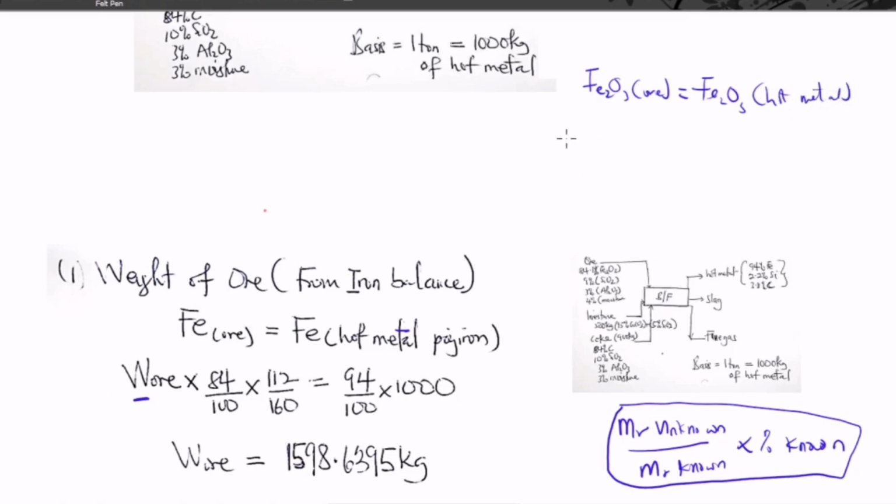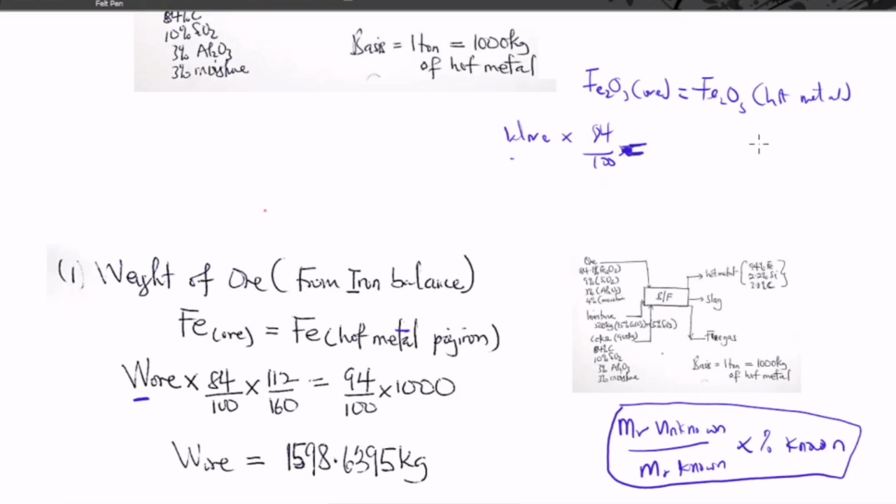So in this case, we know that we use W, the ore, W times, when we talk about the hematite in the ore, we have 84 over 100, which is the percentage. So it will be W times 84 over 100 should be equal to, right? Should equal to. Now, let's go to the hot metal.